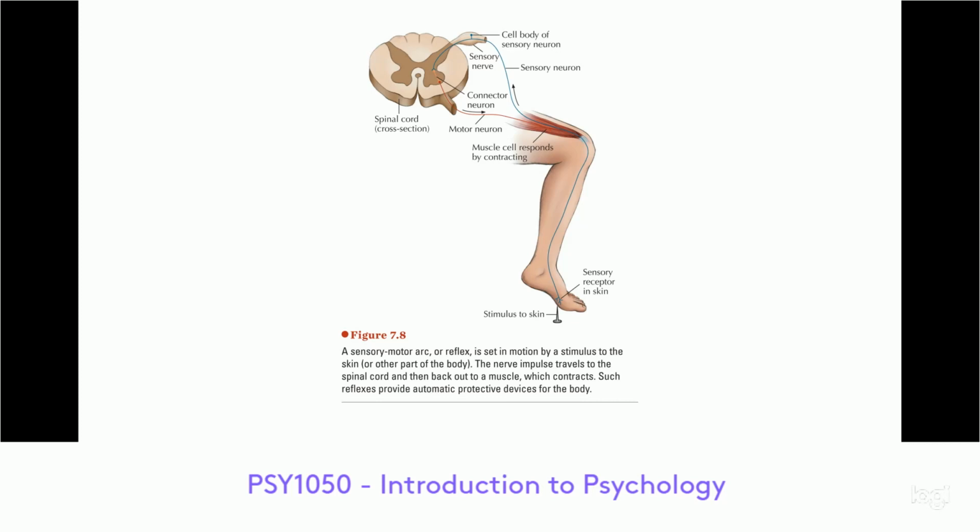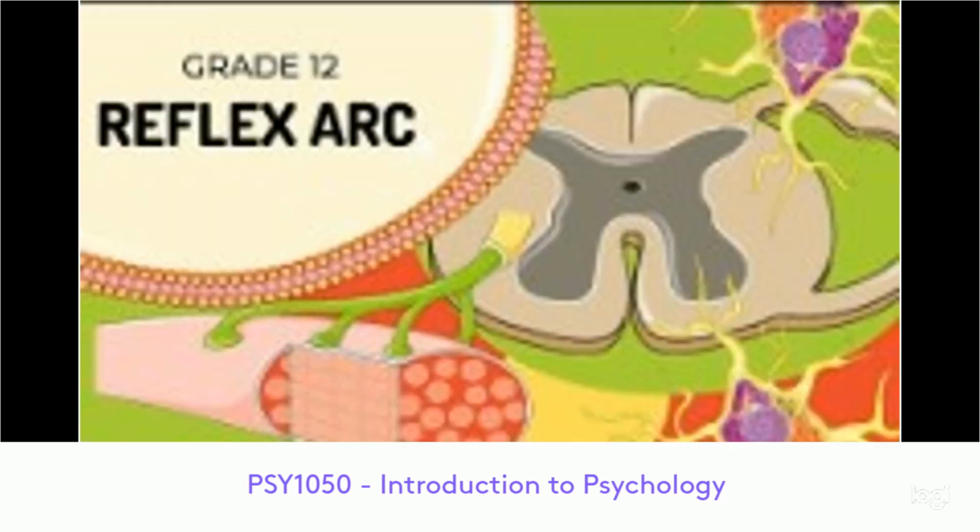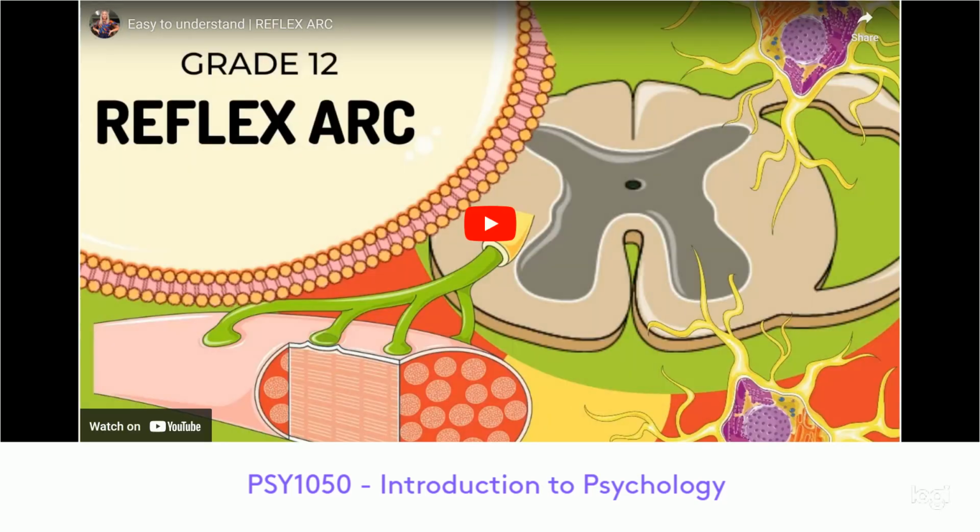Of course, this happens very, very fast. But it'd be much slower if we had to go and actually think about doing it, right? And that gives us a protection from things that might be noxious in our environment. So here's a great explanation of the reflex arc.